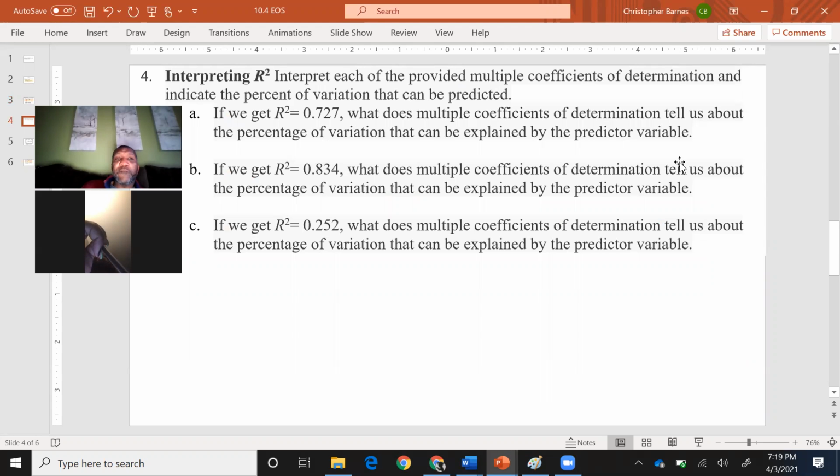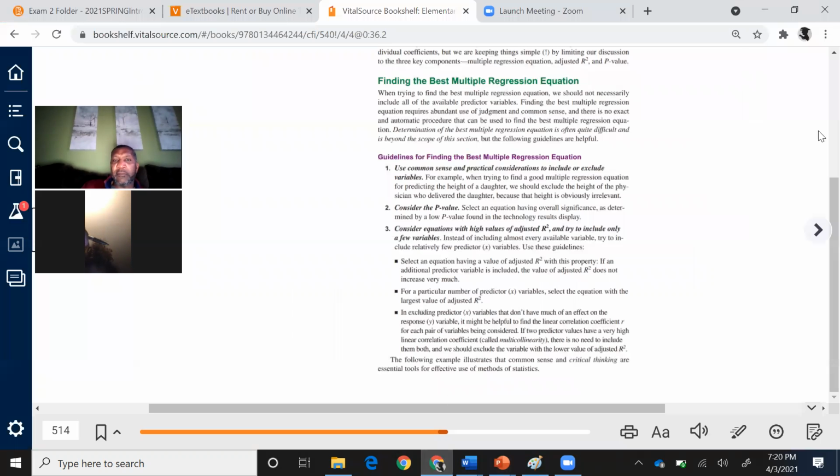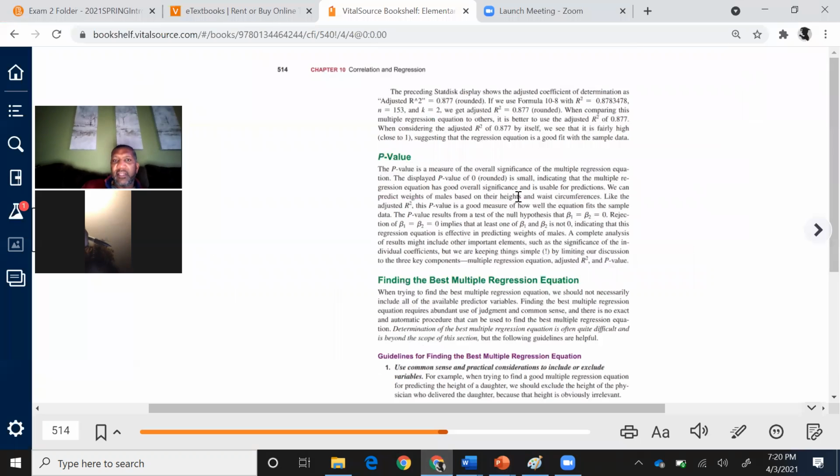Then we've got problem number 4, and this is talking about interpreting R squared. We ask you to interpret each of the provided multiple coefficients of determination and indicate the percent of variation that can be explained. Now, do you know how to answer this or what to do with these? No, because I didn't answer this question. Okay, it's a little bit different. All right, let me see if I can find the answer in the textbook, because I need to copy it and put it in here anyway.